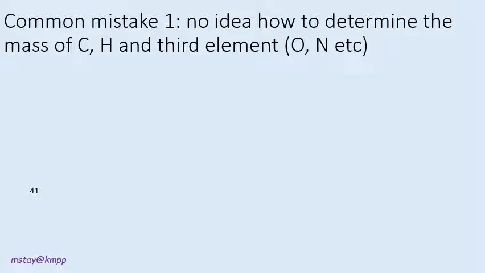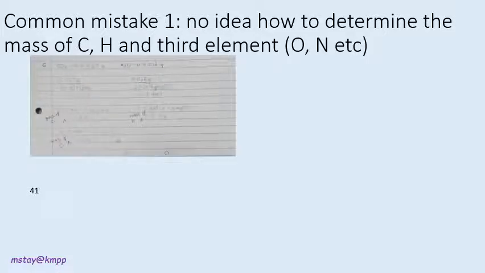The first common mistake that we noticed is that students have no idea how to determine the mass of carbon and hydrogen, and also the third element. In the example given in this video, the third element is either oxygen or nitrogen. But actually, the third element can be any element according to the question.